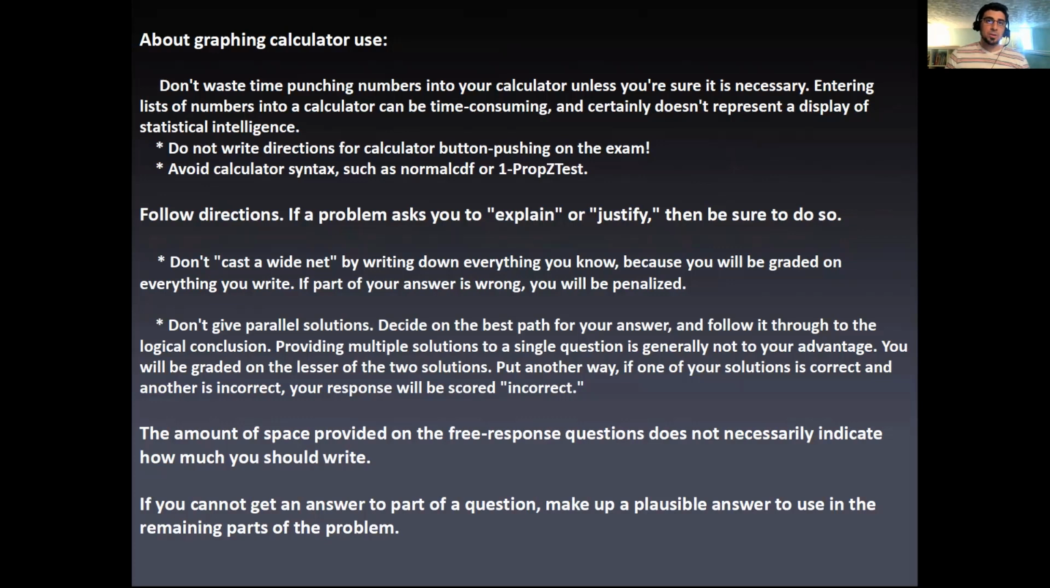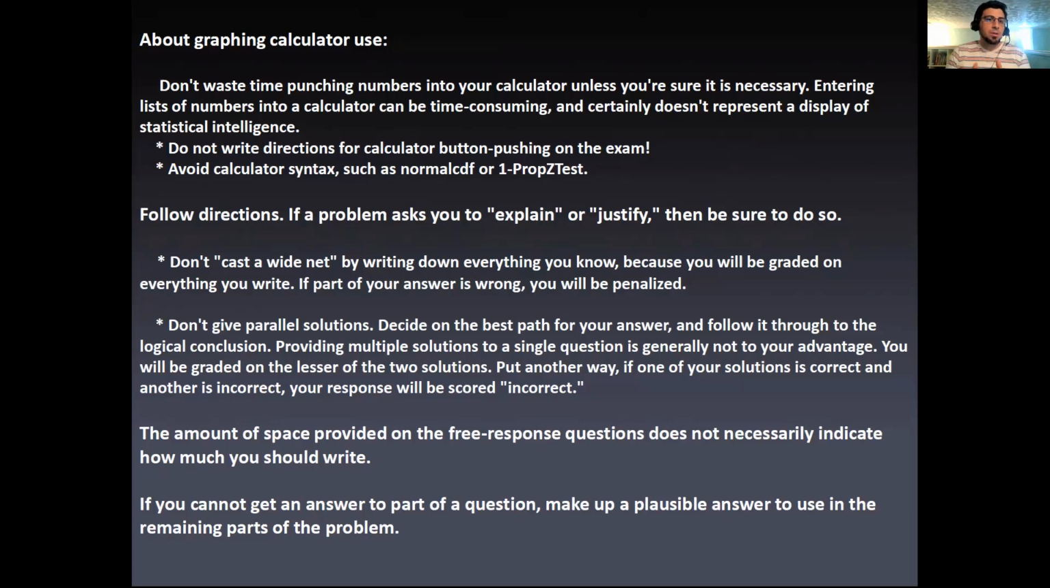Okay. Also, another thing to keep in mind is just because you have a certain amount of space on a free response question doesn't mean you need to fill it all up. So if your response doesn't fill up the entire white portion on the test, that doesn't mean you did something wrong necessarily. They're just giving you space.